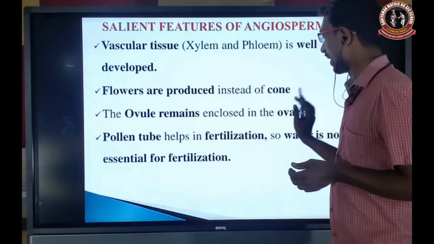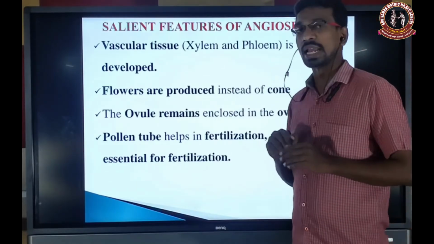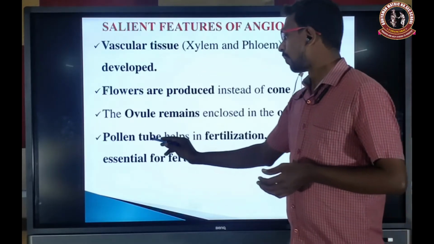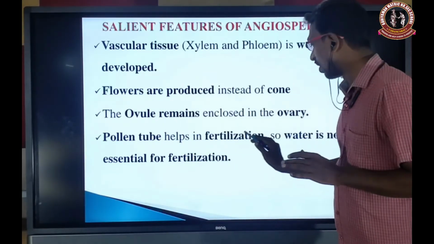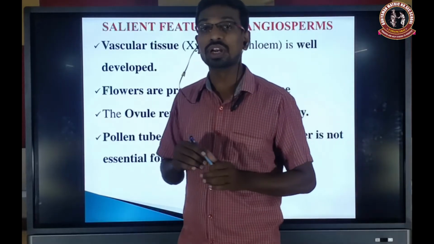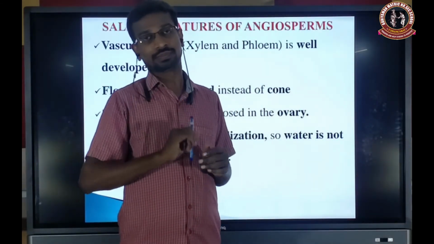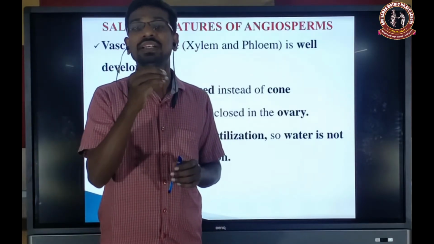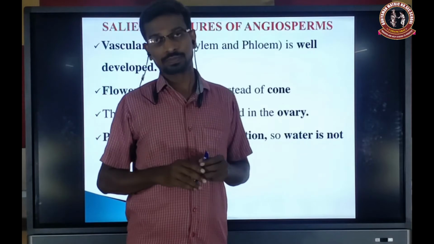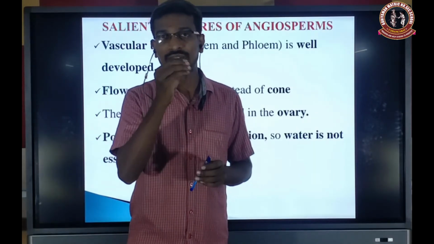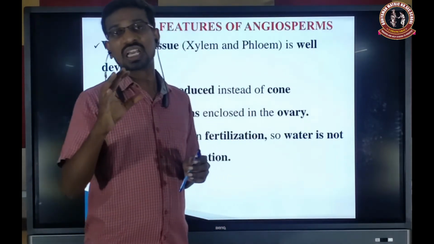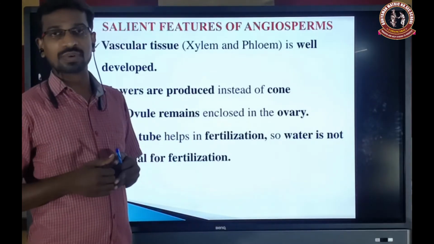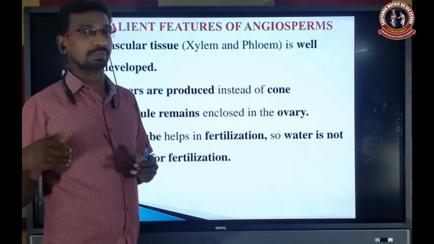The ovule remains enclosed in the ovary. That's why it comes under angiosperm. The pollen tube is used for fertilization. That is the siphonogamous type of fertilization. What is the siphonogamous type? The male gametes are carried by the pollen tube. That is siphonogamous. Gymnosperm is also siphonogamous, and angiosperm is also siphonogamous.